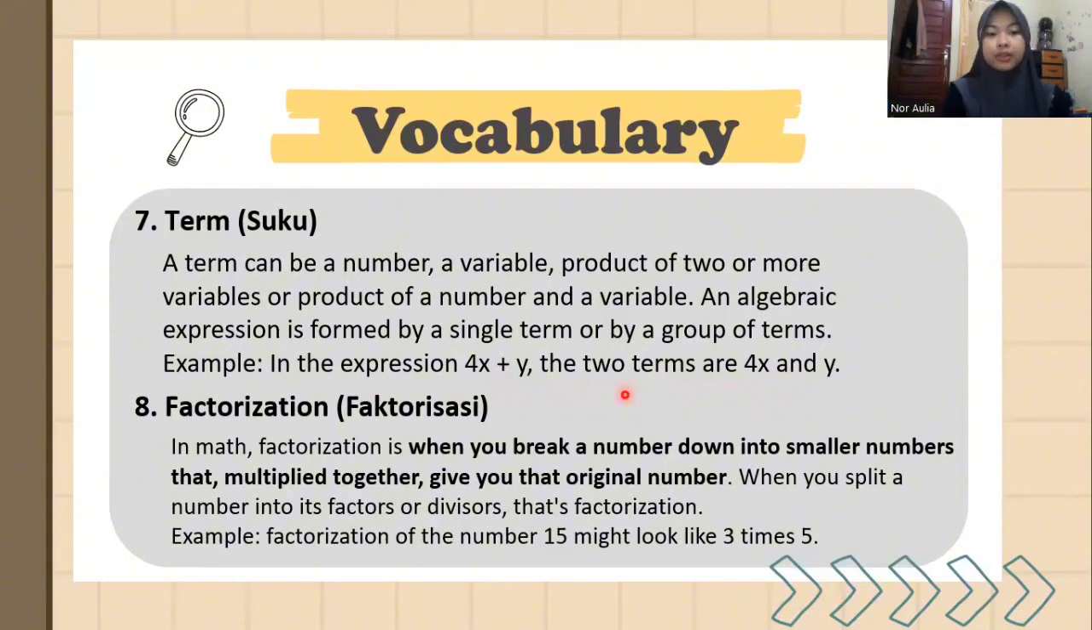Number 8 is factorization, or in Bahasa we can say faktorisasi. In math, factorization is when you break a number down into smaller numbers that, multiplied together, give you the original number. When you split a number into its factors or divisors, that's factorization. So for the example, factorization of the number 15 might look like 3 times 5.